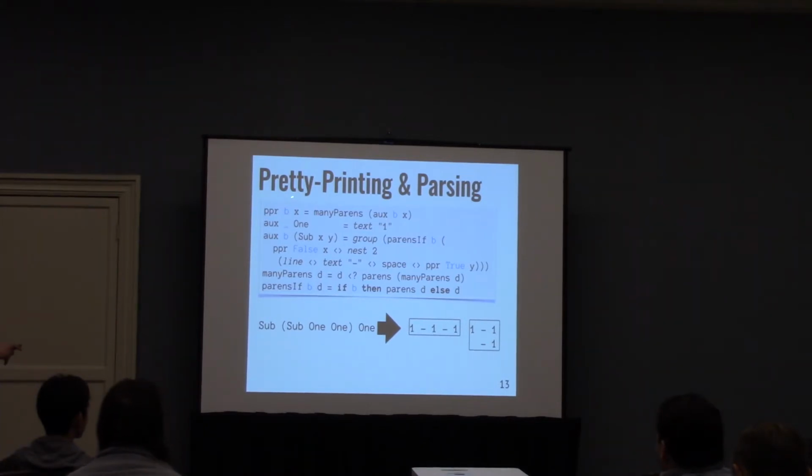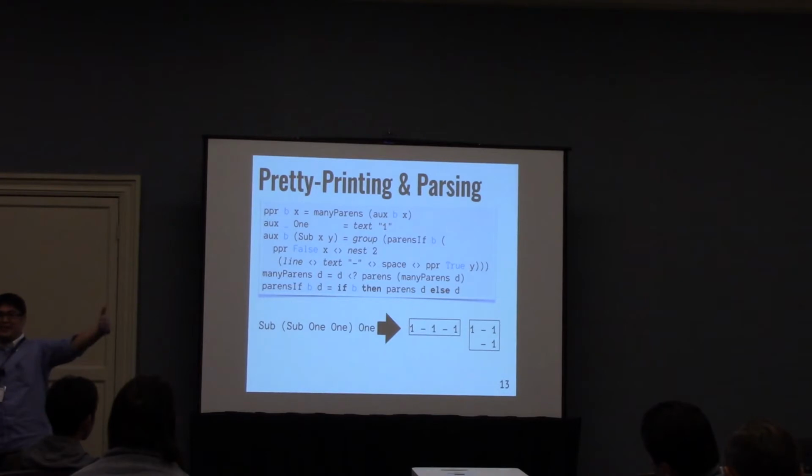Okay, so this is a pretty printer, and this is its entry point. For now, we ignore this function. It just calls AUX with the same parameters. So what does the AUX function do? If the input is the constant one, it just outputs the string one. If the input is a subtraction operator, we go with a smart choice operator that smartly chooses between a horizontal layout and a vertical layout.